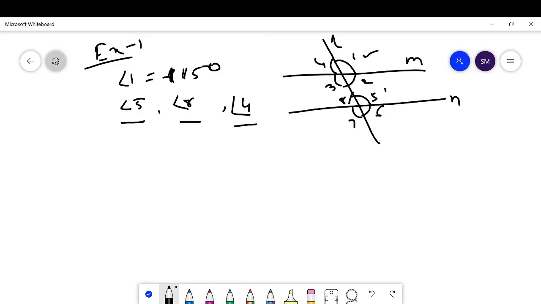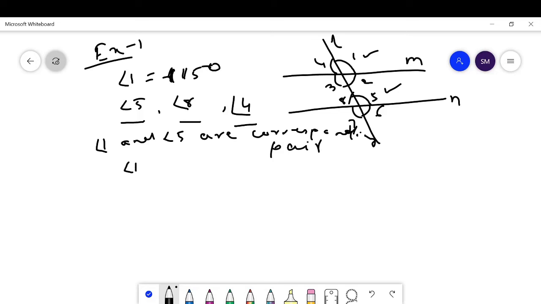Angle 1 and angle 5 are corresponding pairs. According to the theorem, the corresponding pair of angles have the same measure. According to theorem 1, angle 1 is equal to angle 5, which is equal to 115 degrees, as theorem 1 says the measures of corresponding pairs are equal.